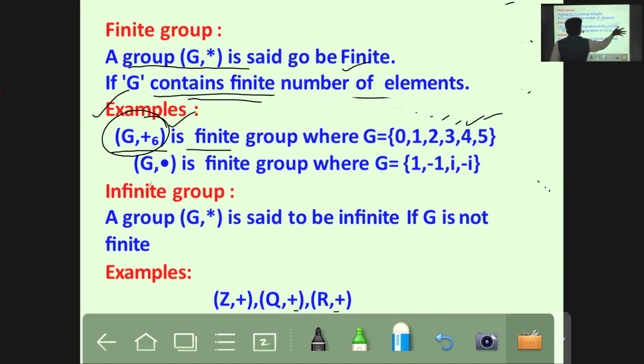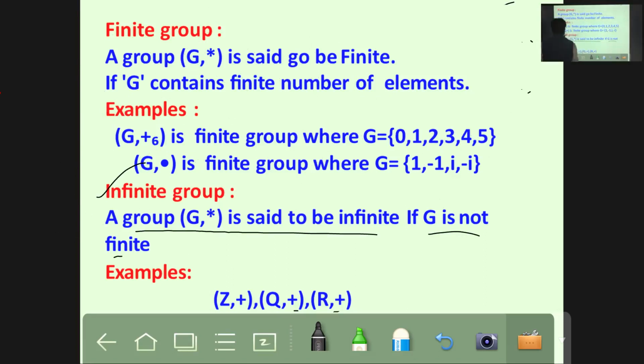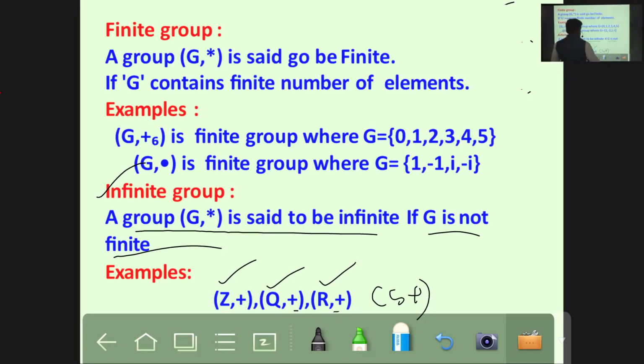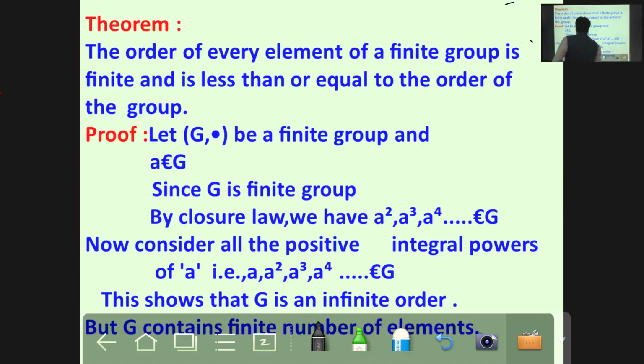Next, infinite. A group (G, *) is said to be infinite if G is not finite. For example, Z under addition is an infinite group, Q under addition is an infinite group, R under addition is also an infinite group, C under addition is also an infinite group. These are examples of infinite groups. Next, a very important theorem.